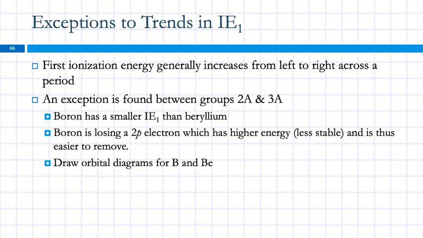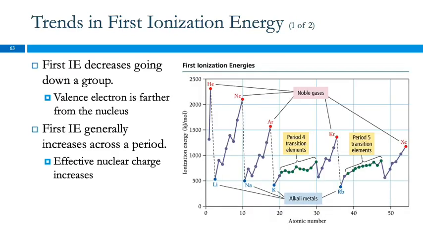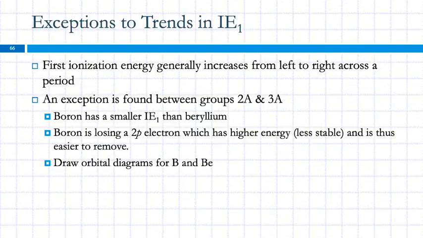Exceptions. Of course there have to be exceptions. First ionization energy generally increases from left to right, but we have an exception between group 2A and 3A. Well, we see it best in this graph. So there's group 2A and group 3A. We see this jump here. We expect it to get bigger, and it actually got smaller. So there's actually a reason for that.